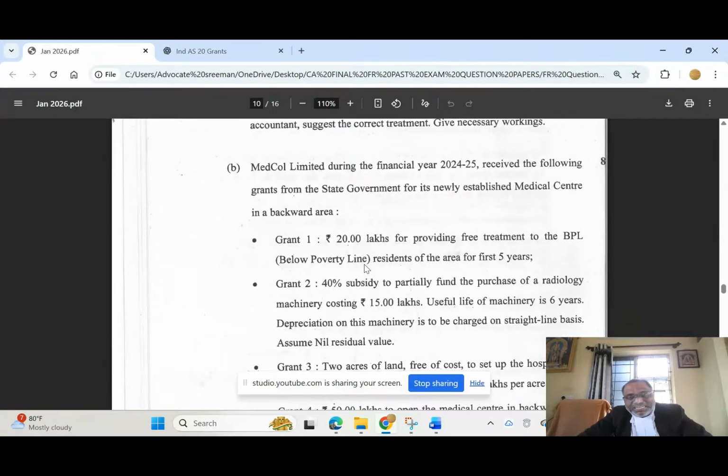Medco Limited during the financial year 24-25 received the following grant from the state government for its newly established medical center in a backward area. Grant 1, 20 lakhs for providing free treatment to the below poverty line residents of the area for first 5 years. Grant 2, 40% subsidy to partially fund the purchase of a radiology machinery costing 15 lakh. Useful life of machinery is 6 years. Depreciation on this machinery is to be charged on straight line basis. Assume nil residual value.